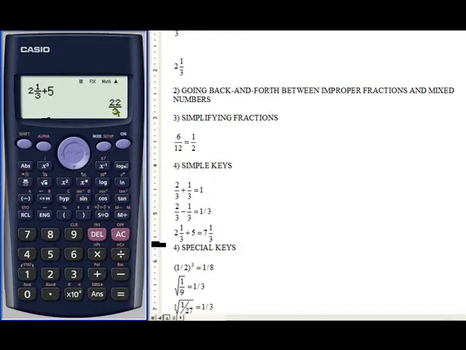Now I want to go to mixed number. How do I do that? Remember, you go A b/c. There is a button that's like this, A b/c with an arrow. Then push that.